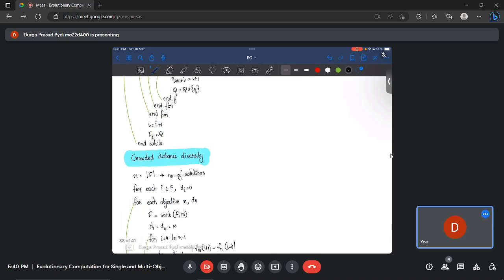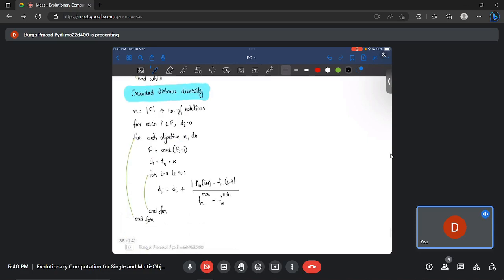Once all the fronts are determined, the next step is to get the diversity of these solutions. This is the crowding distance diversity, which is basically your Euclidean distance, a slightly modified form of it. Say you have a front and say you have 3 solutions.